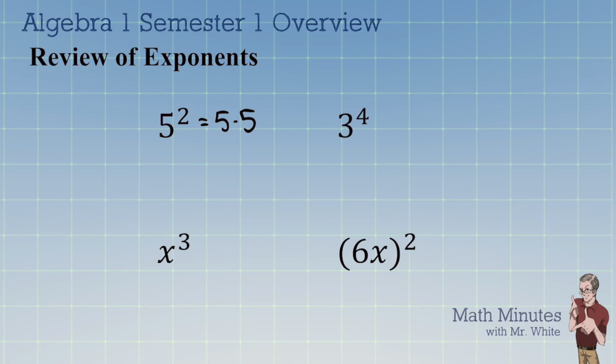So 5 times 5 is the same thing as 5 squared. So the answer is not 10. The answer is 25. So 5 squared is 25. Now, 3 to the 4th is not 12.